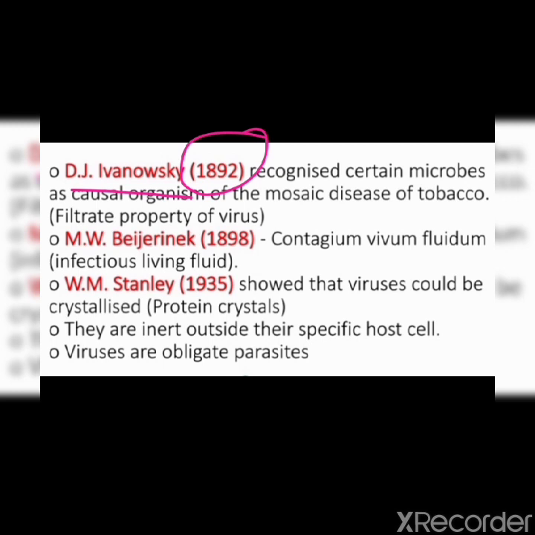Floors are in mosaic pattern. In the same way, the diseased plants had a mosaic pattern of light green and yellow areas on the leaves. Ivanovsky prepared the extract of infected leaves and passed it through a filter that could trap all bacteria. The filtered fluid did not contain any bacteria, but to his surprise it was still highly infectious. It caused the same mosaic pattern when sprayed on healthy leaves.